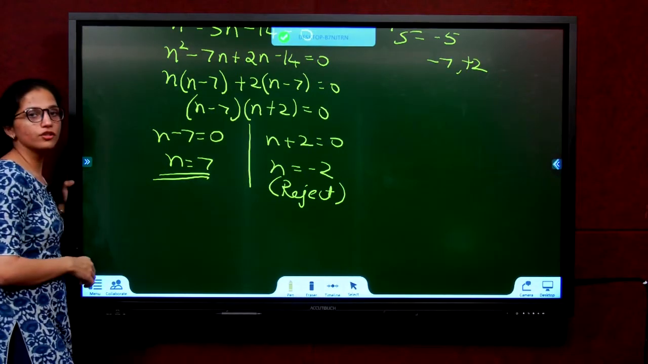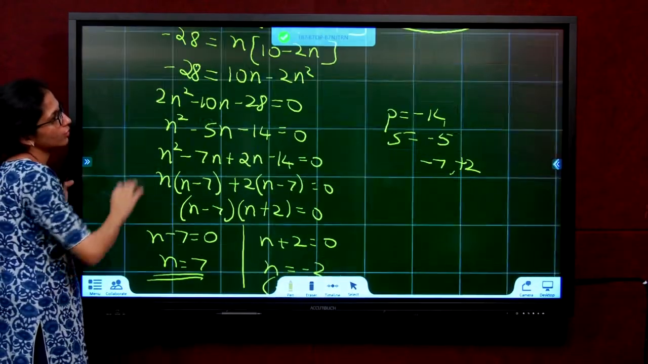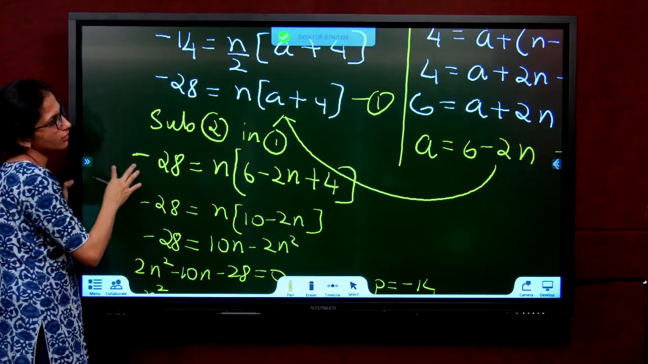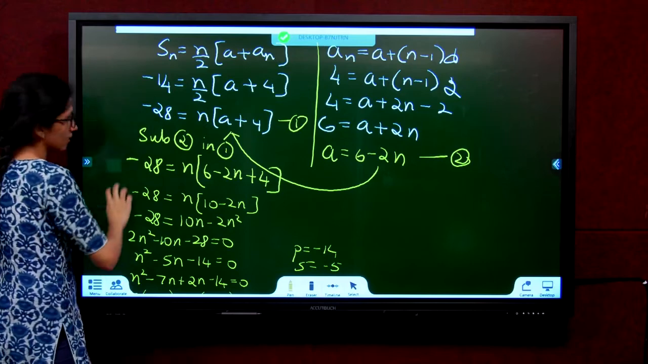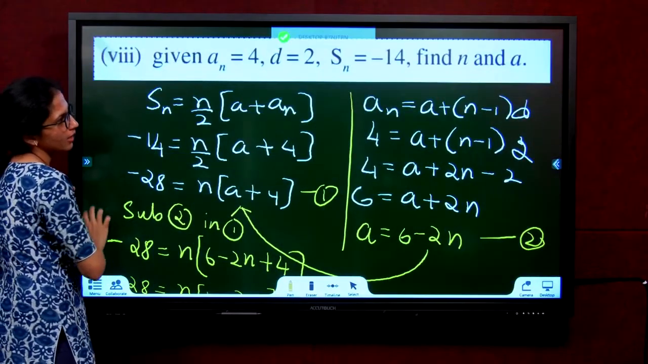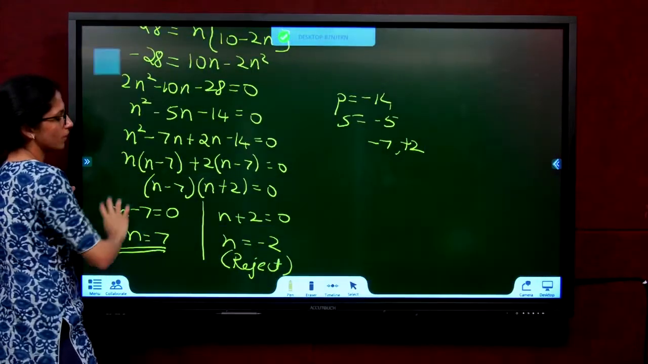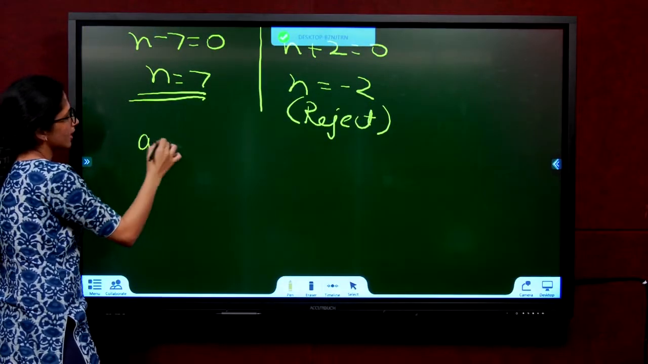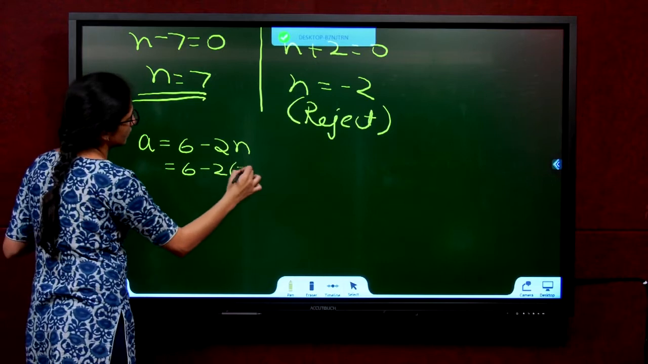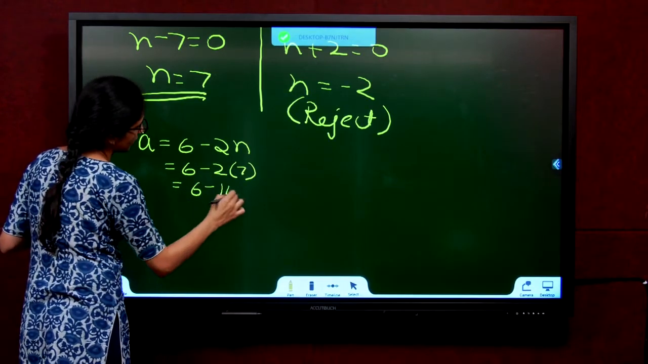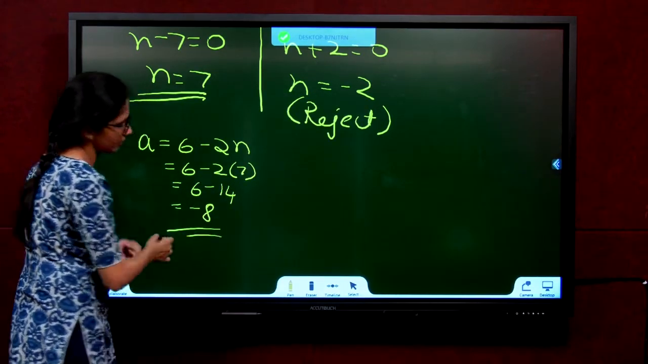They have also asked you to find the value of a. You can use any one of the equations that we have just written here. A is equal to 6 minus 2n. They have asked only for a, correct? Yes, a is equal to 6 minus 2n. So you have n. Substitute 6 minus 2 into 7. 6 minus 14 is minus 8.